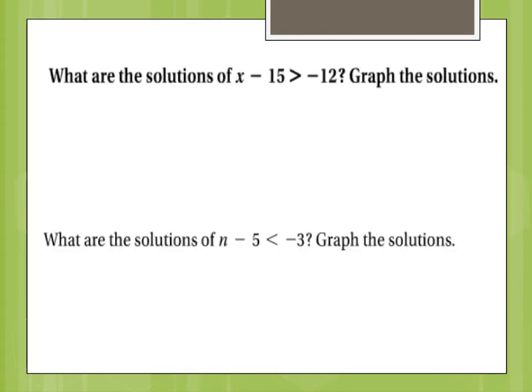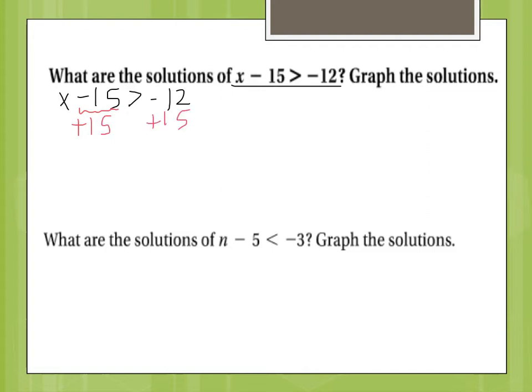So here's my equation right here. I want to solve it, so I want to find the solutions, that's solving, and then you need to graph it. So if I have my x minus 15 is greater than negative 12, the first thing I want to do is get rid of this minus 15. So in order to get rid of minus, I have to do the opposite, so I have to add 15, and whatever I do to one side, I have to do to the other.